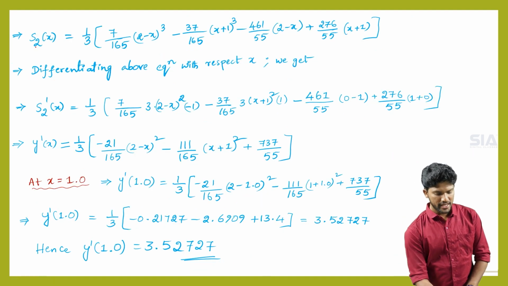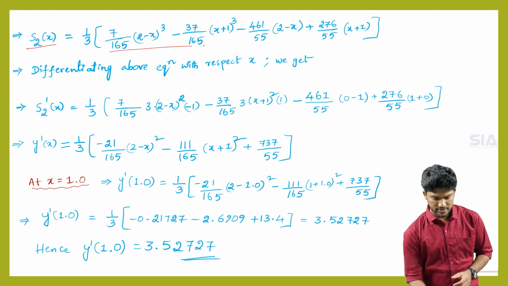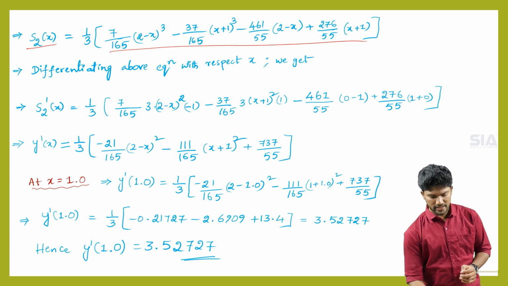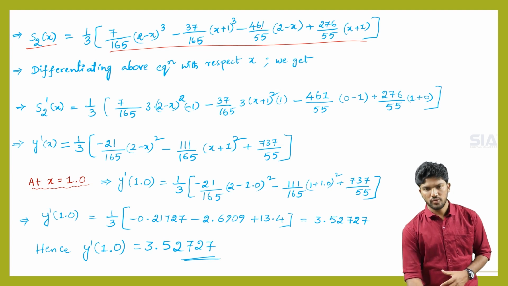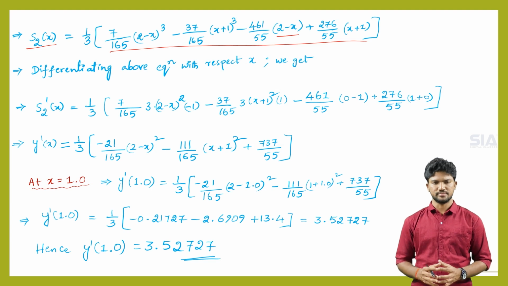So therefore s2 of x is equal to 1 by 3 into, if you simplify all the values, 7 by 165 into 2 minus x whole cube minus 37 by 165 into x plus 1 whole cube, minus 461 by 55 into 2 minus x plus 276 by 55 into x plus 1.